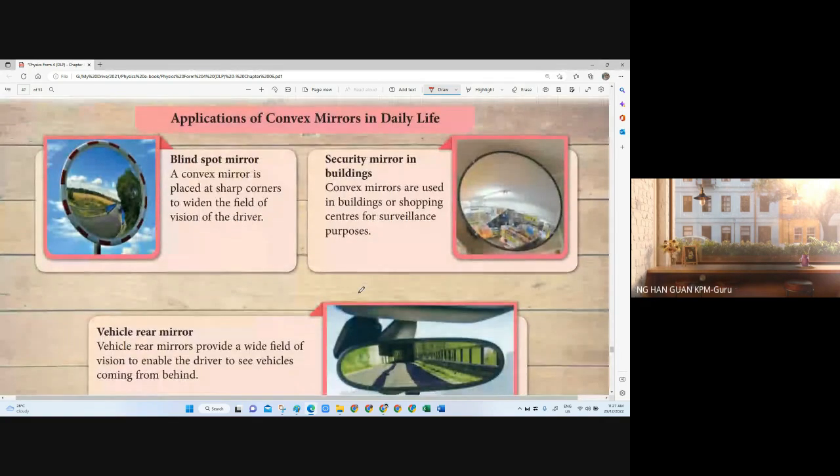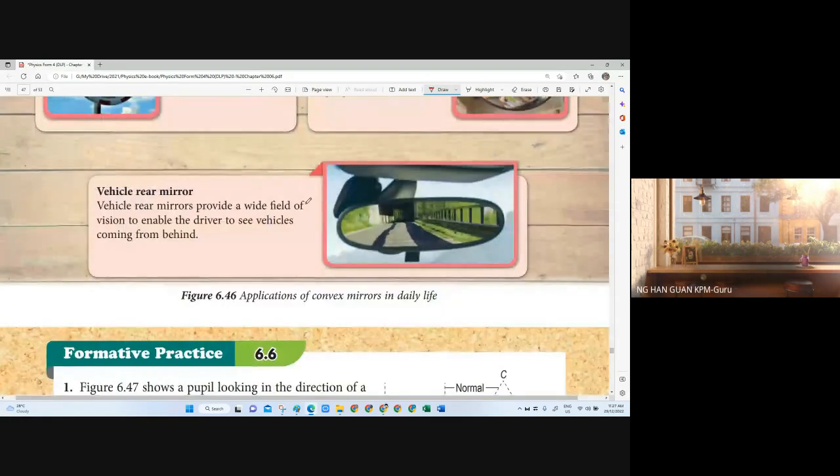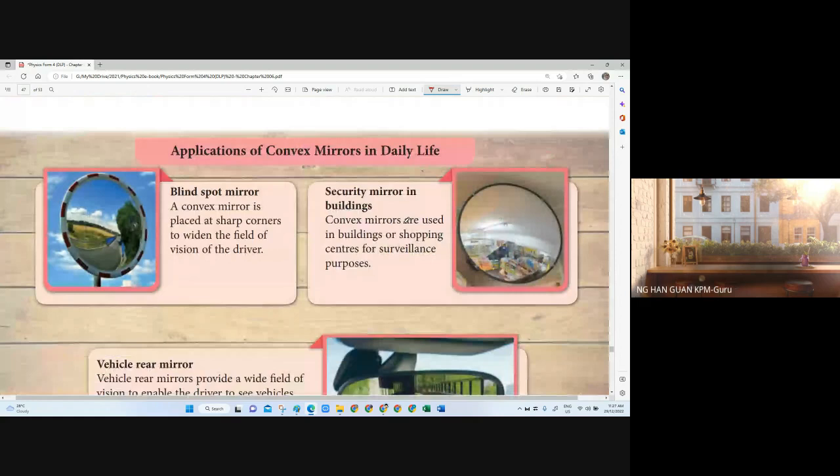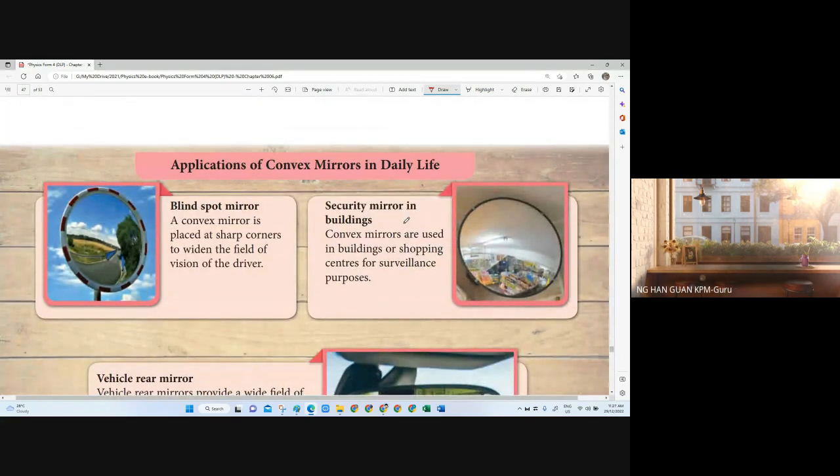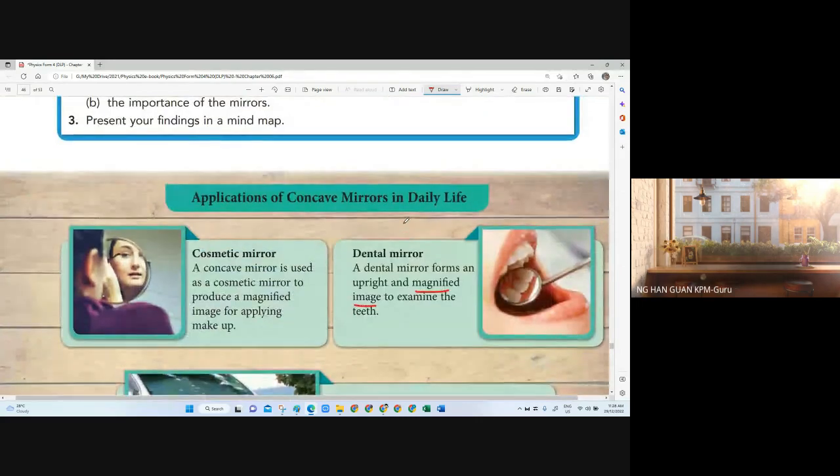So there are examples of using the convex mirror in our daily life: the blind spot mirror, the security mirror, and the vehicle rear mirror, so that we can get a wider view. That's why I said that usually in our daily life, we apply convex mirrors. Only in certain cases do we apply a concave mirror, so that we can magnify the image.